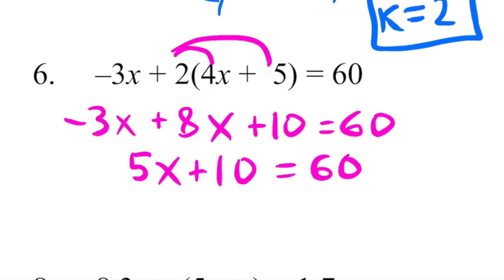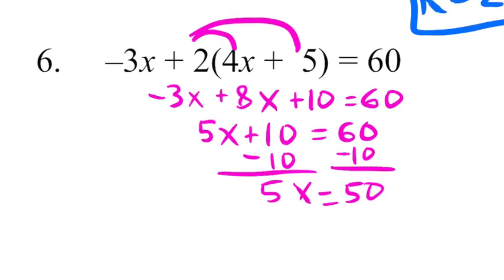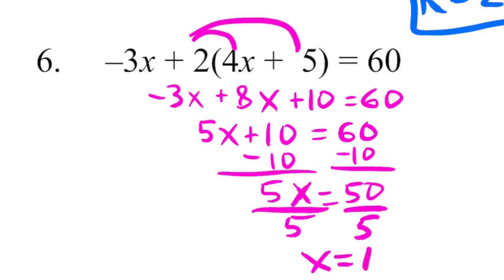Now we're up to a map. Now I can subtract 10 from both sides and get 5x equals 50. Then I can divide both sides by 5 to get an answer of x equals 10.